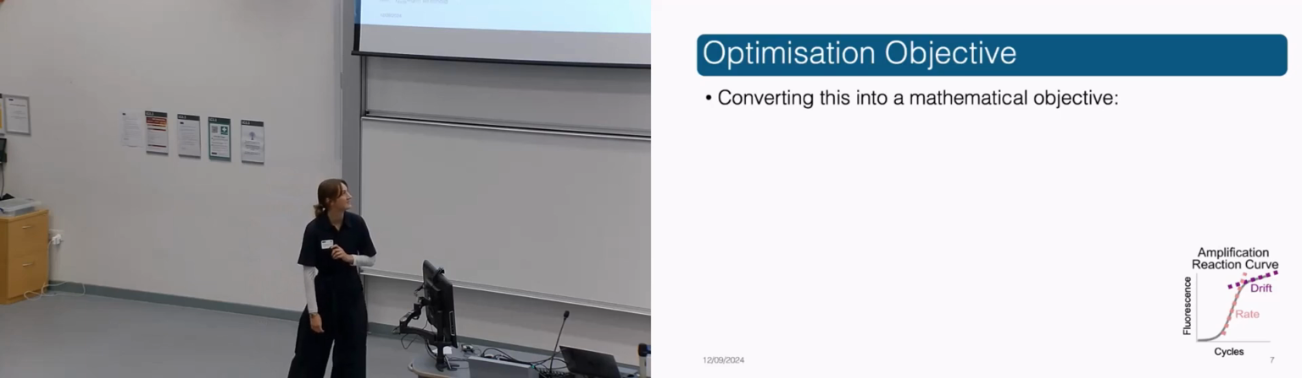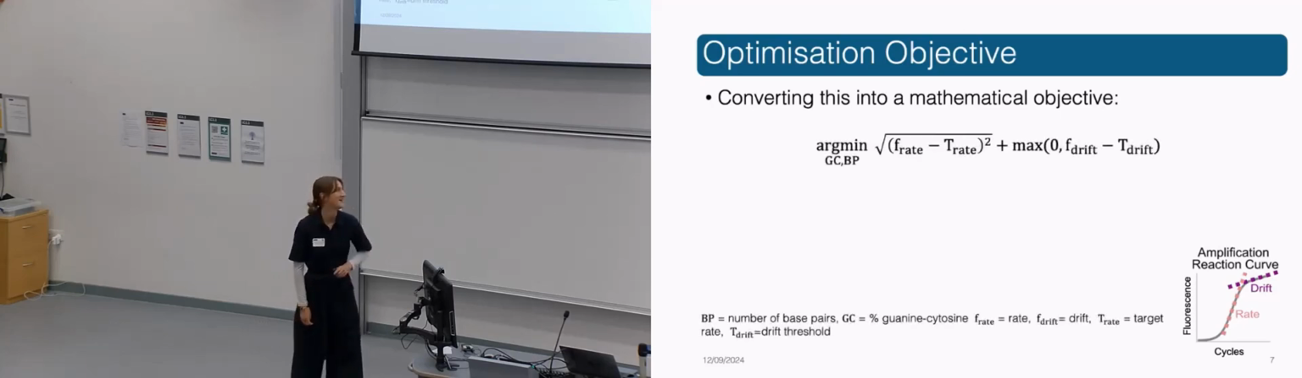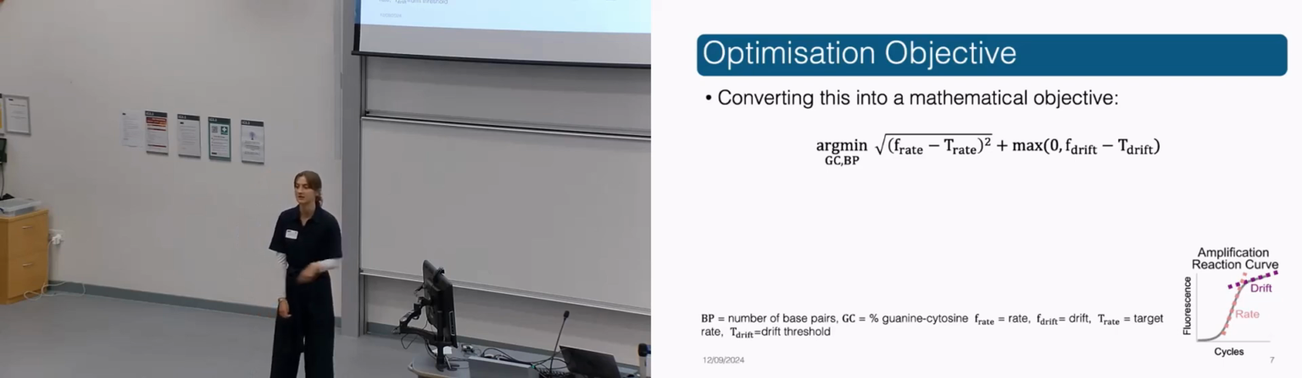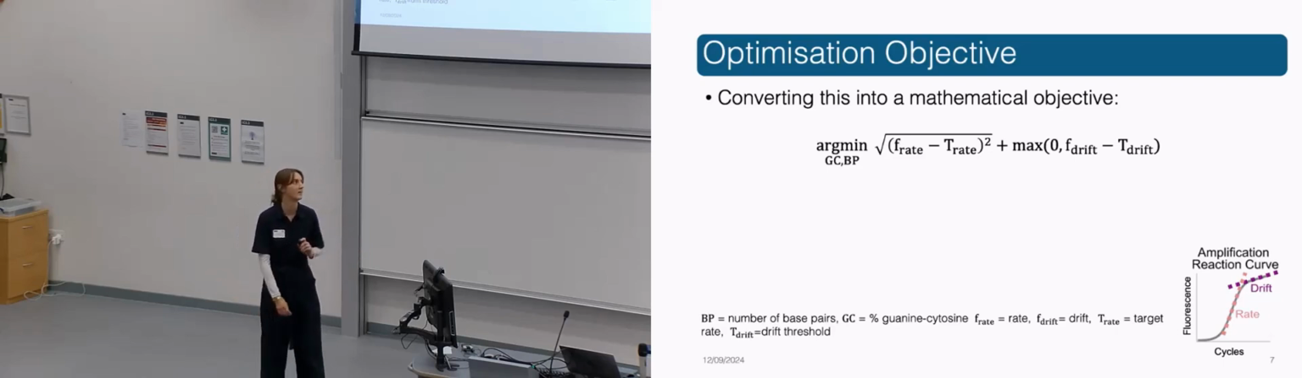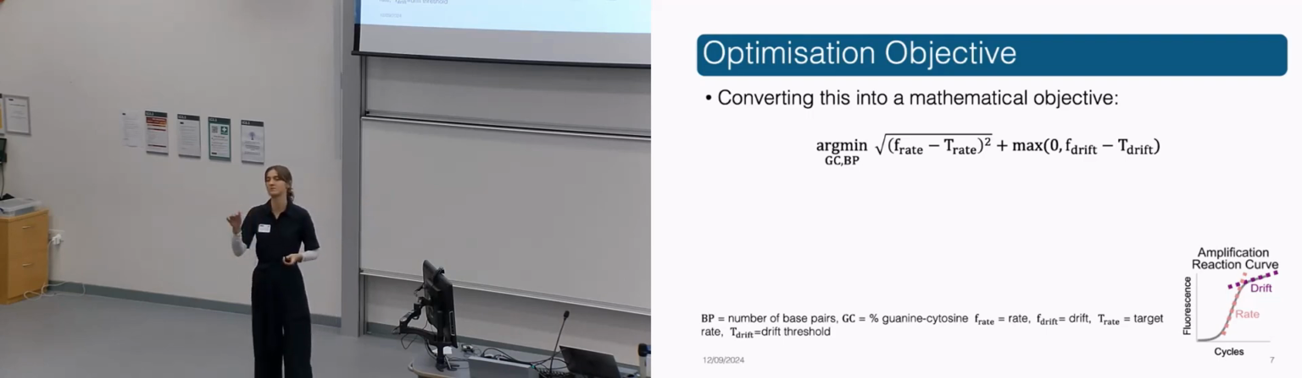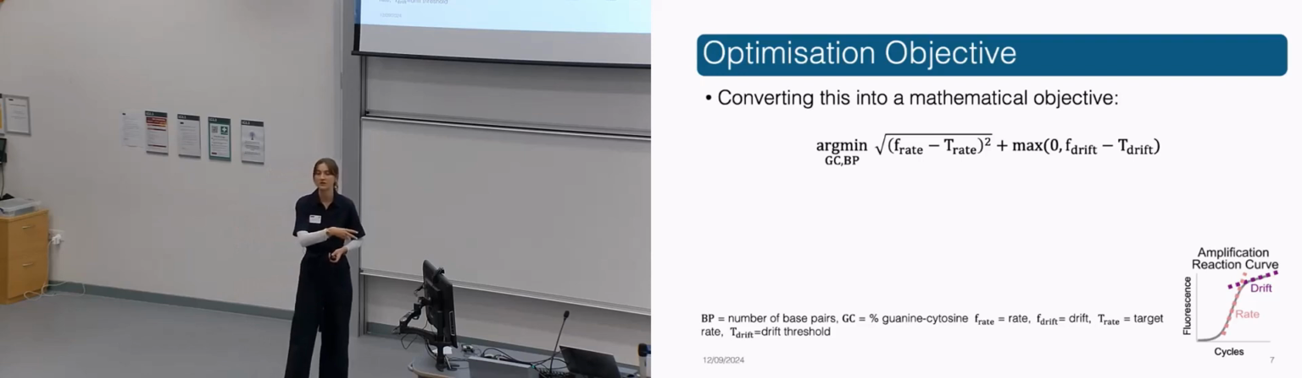So converting this into a mathematical objective, we want to minimize the difference between our rate and our target rate. Each competitor has a different target rate, but that's predefined by some dynamical models. Then we want to minimize this. We want to make sure that the drift is below a threshold. Once it's below a threshold, it's so small it doesn't really matter, but we want it to be below a certain threshold.